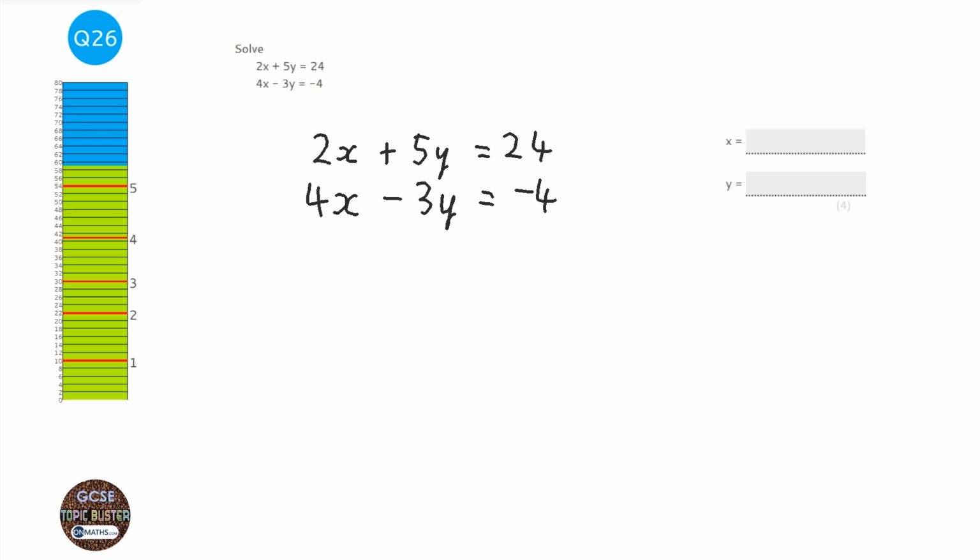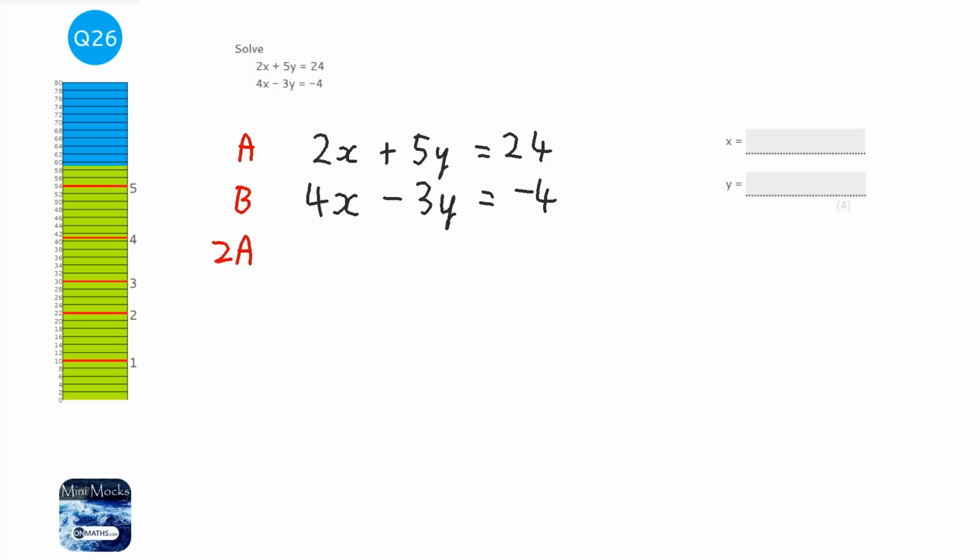The first thing is I need to get either the x's or the y's the same coefficient, so the number before them needs to be the same, ignoring signs. Now looking at this, and I'm going to label these A and B, if I double A, then the x's would become the same, because they both have a coefficient of 4. So what I'm going to do now is write 2A.